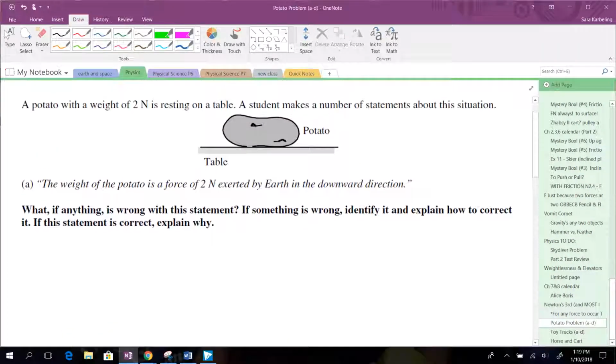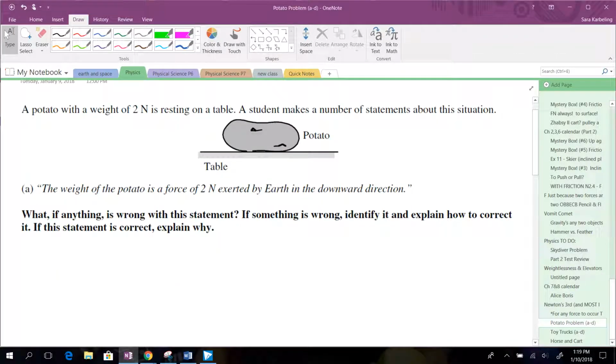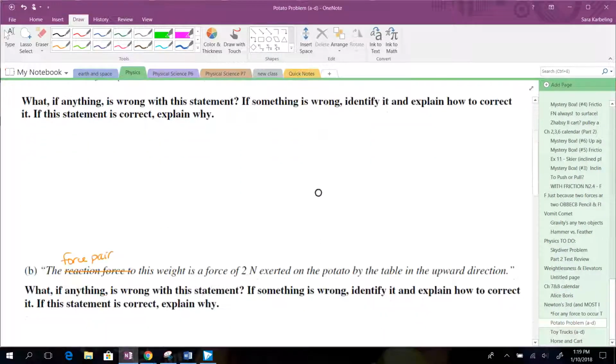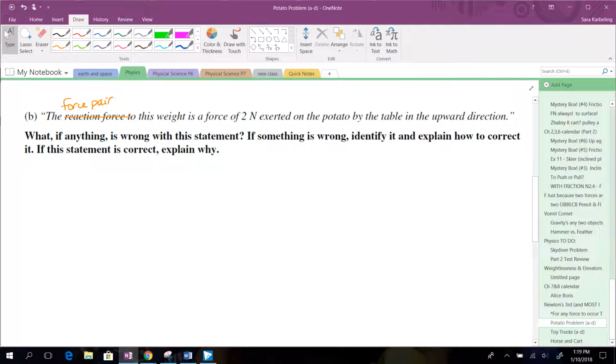So there's A again, and then I'll go back down to C and D in just a sec. A says the weight of the potato is a force of 2 newtons exerted by the earth in a downward direction. So force of the earth on the potato. Can I scroll up? Or scroll down, I guess? Question B was the force pair to this weight is a force of 2 newtons exerted on the potato by the table in the upward direction.